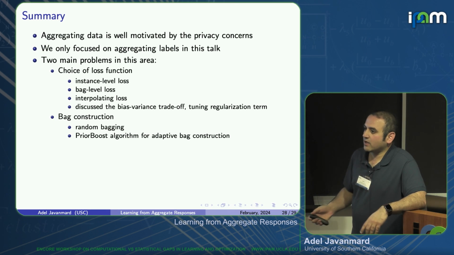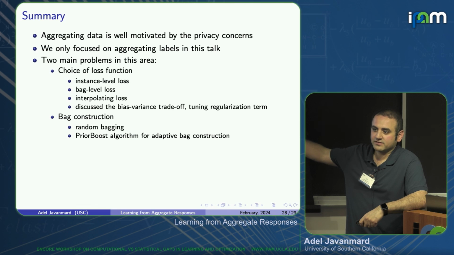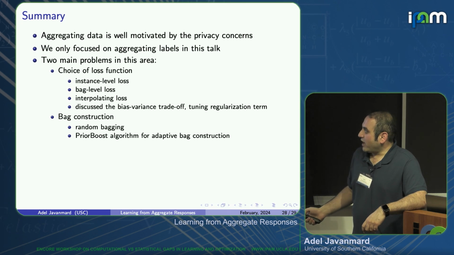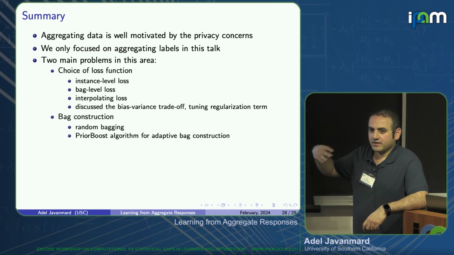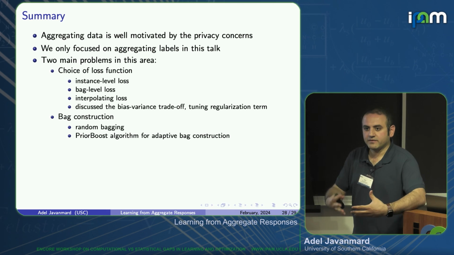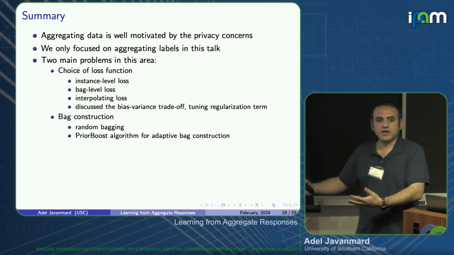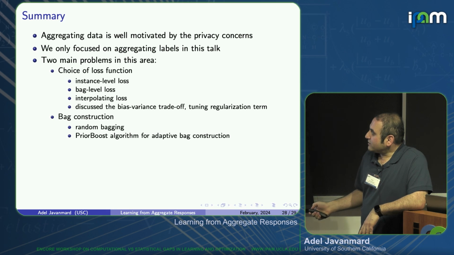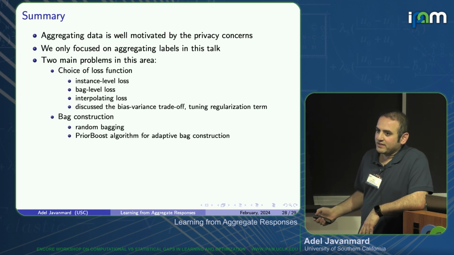The second part of the talk was where I'm fixing the learning process to instance level, and then talking about how to come up with the bag construction using some prior that you could have. Sometimes the prior is given to you from transfer learning or from another public data set, but if it's not, then you can do the prior boost algorithm, starting from random bagging and iteratively trying to improve the bagging construction that you have. Okay?